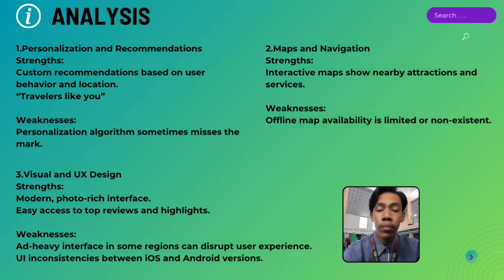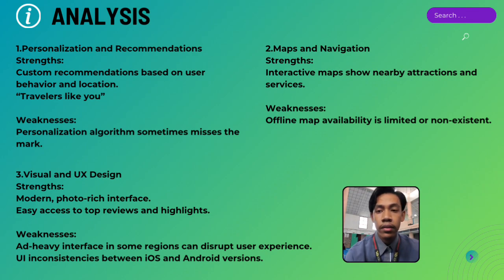Okay, so we move to the analysis, which our teammate has already done on the TripAdvisor app. We find a few strength factors and weakness factors. First, that we find is maps and navigation.